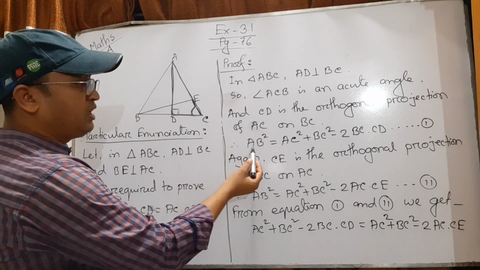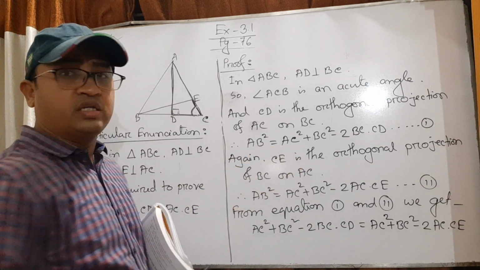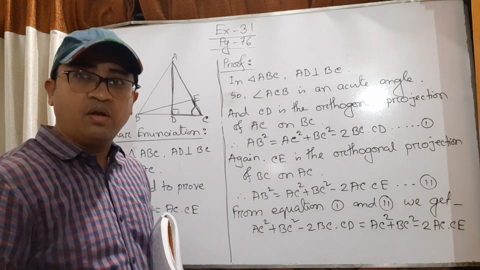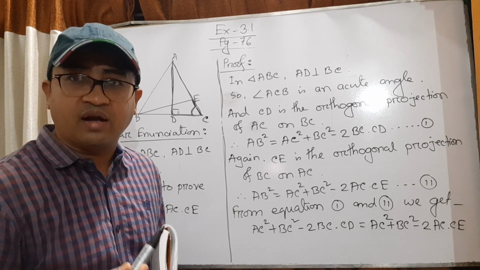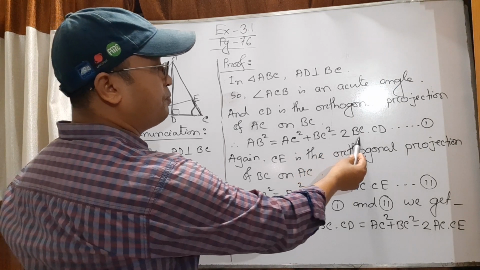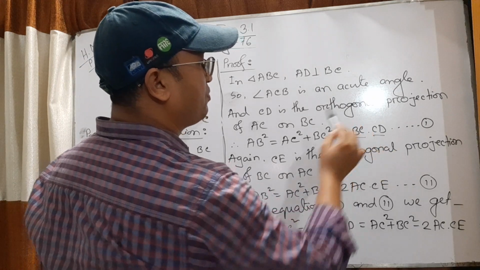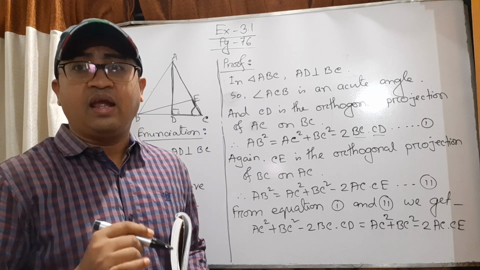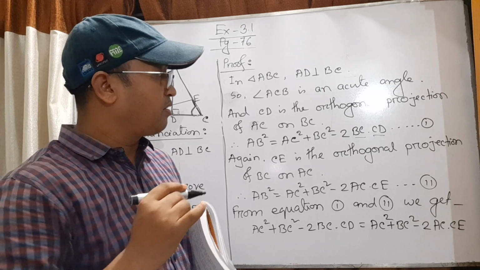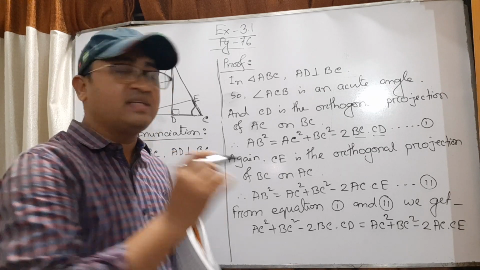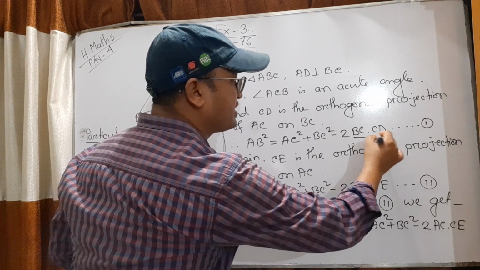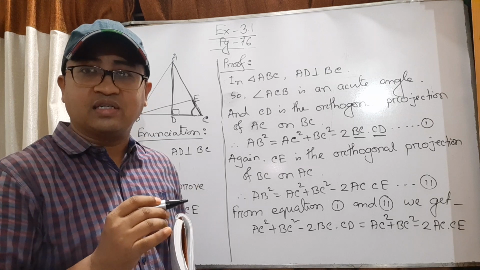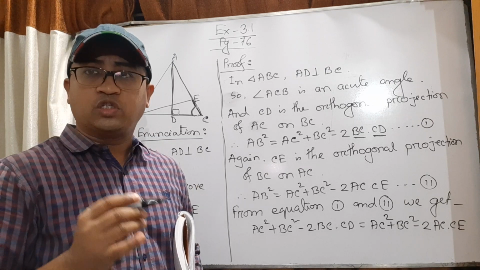So what is the theorem? AB square equals the sum of the squares of the other two sides, that is AC square plus BC square, diminished by, minus, twice the area of the rectangle. Base into height. Which one is the base and which one is the height? Length is one of the other sides, and breadth is the orthogonal projection of the other side.